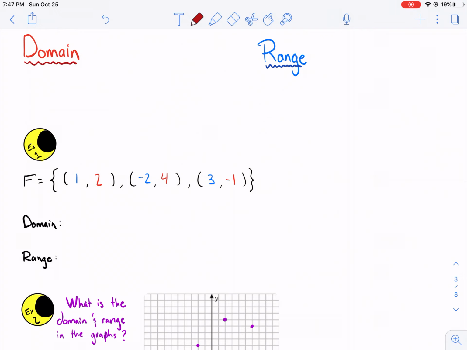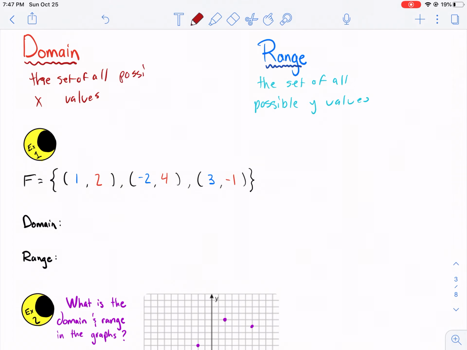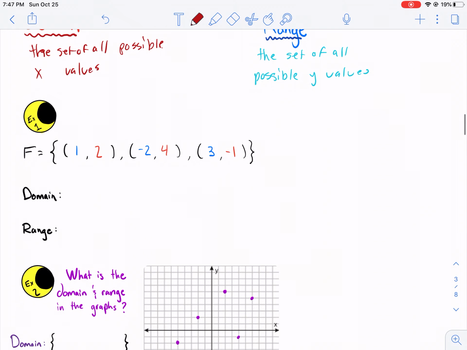The domain is simply the set of all x values. No hyphen. So it's the set of all x values. On the flip side, the range is the set of all possible y values. Just plop a possible in there, please. Thank you. Okay, so as we're evaluating these different functions, we're just going to look at all the possible x values and all the possible y values.